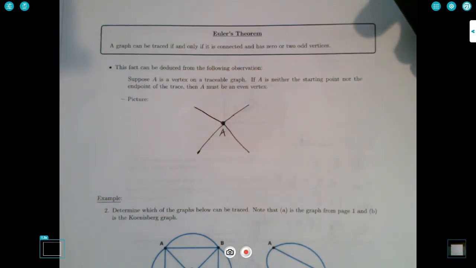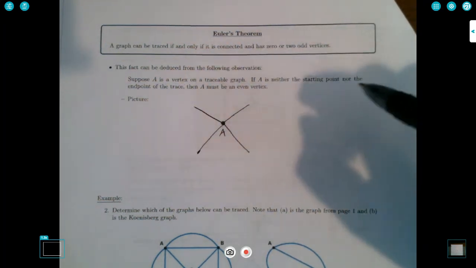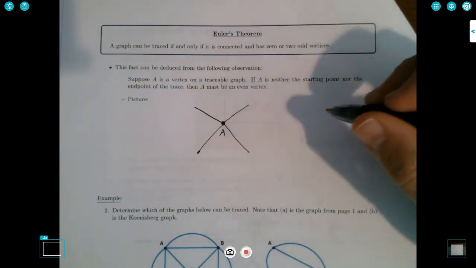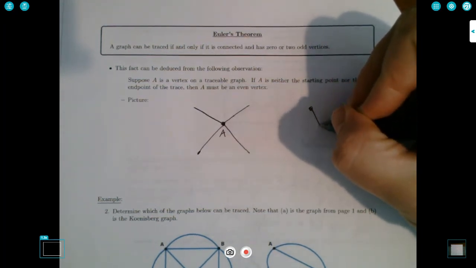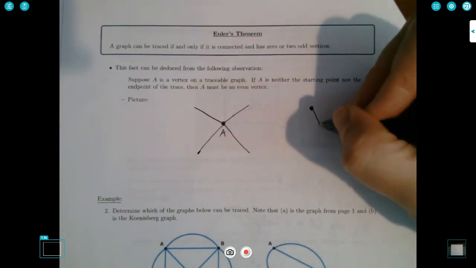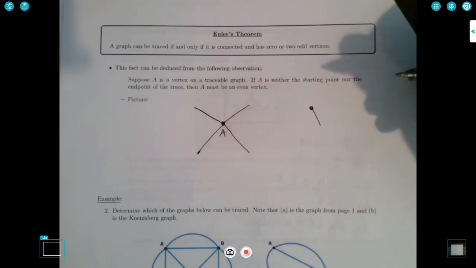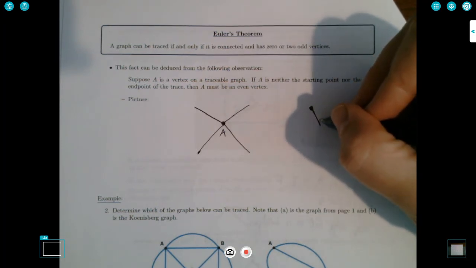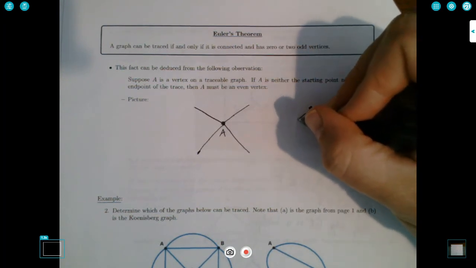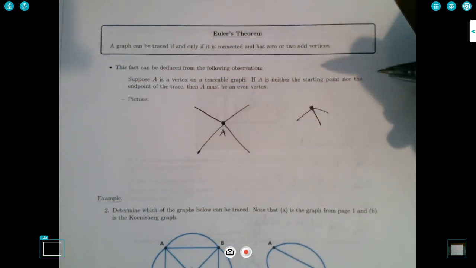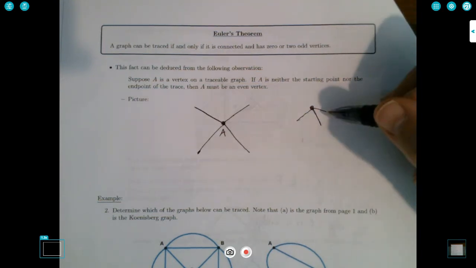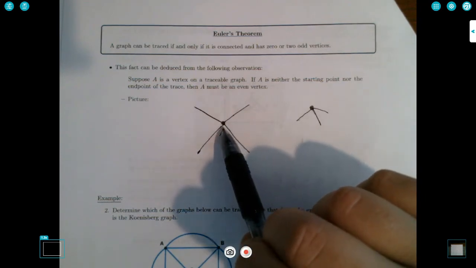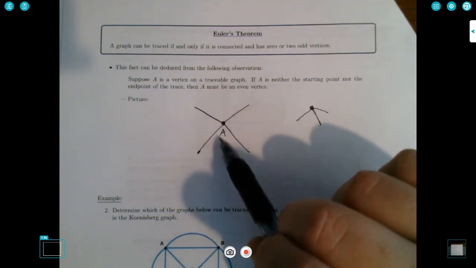Okay? Unless it's a starting point or an ending point. If it's a starting point, then it could have one edge leading out of it. Or if it's an ending point, it could just have one edge leading towards it. Or if it's a starting point, you start there, somehow you end up back in, and then you come back out, right? Then you still have an odd degree. So that's okay. If it's a starting point or an ending point, this situation is okay. But if it's some point in the middle of your trace, it's got to be an even degree.